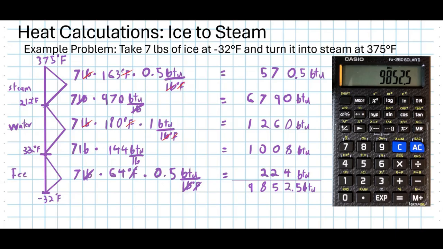The next calculation we had to do was at this flat line at 212, as we had water at 212 and we needed to change it into steam. We had a state change. So the temperature doesn't change, but the state of our material does. Once we changed the water into steam, we had steam at 212 and we had to raise the temperature of that steam to 375. So we had a temperature change or a sensible heat calculation.